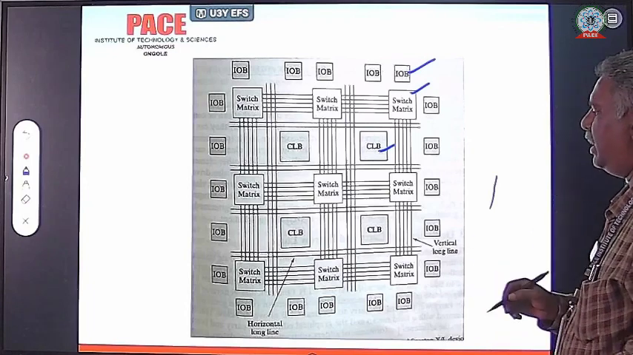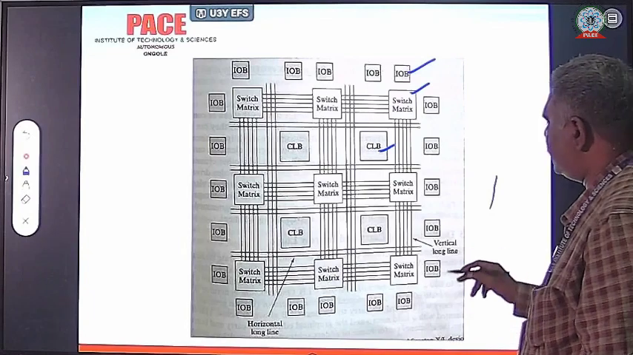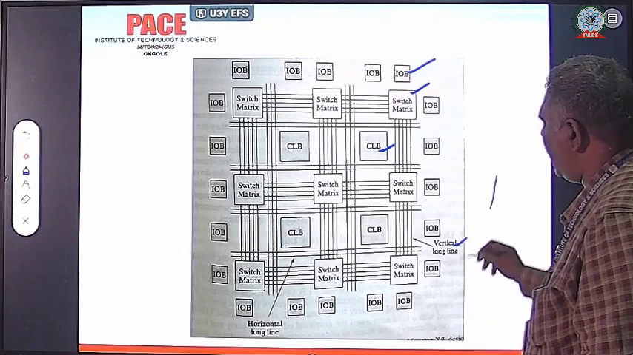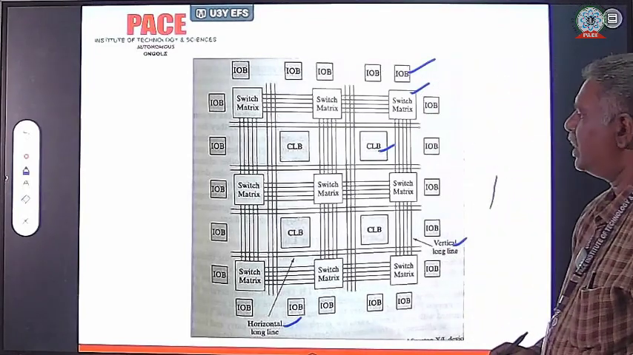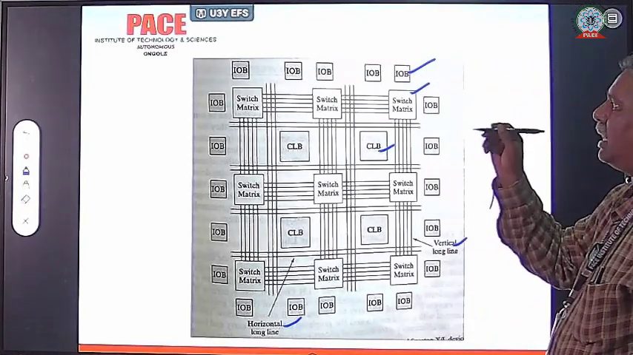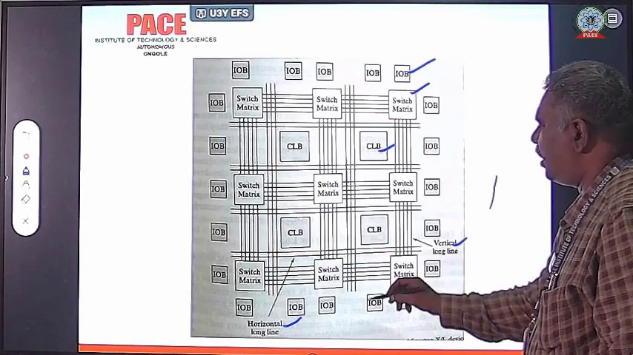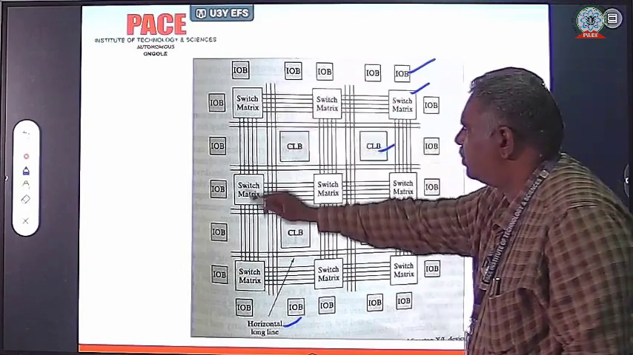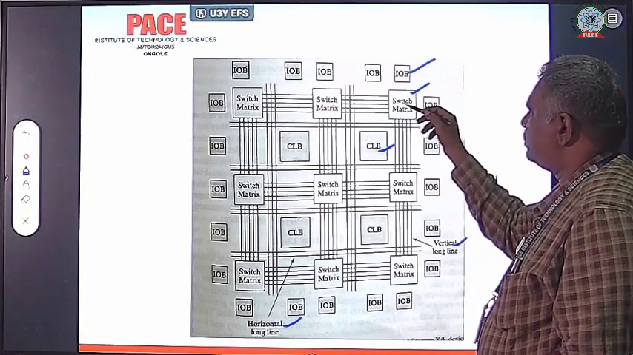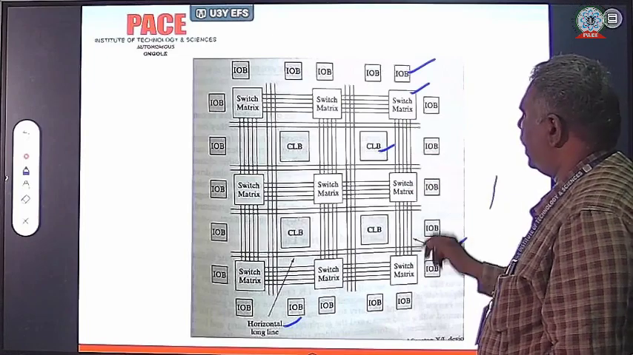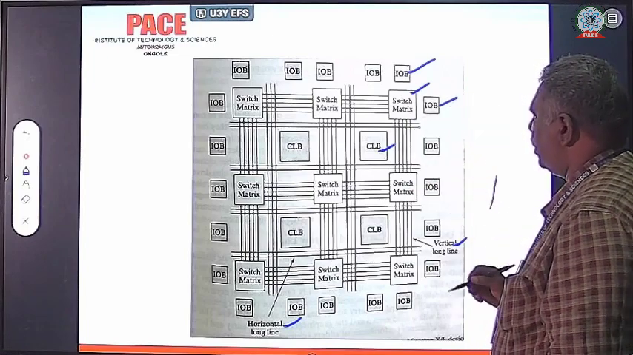That is the main observation in the XC4000. We have vertical long lines as well as horizontal long lines connected. Previously we observed the vertical matrix, but here we have vertical and horizontal long lines as well to interconnect. All are interconnected with the switch matrix and CLBs, and the CLB switch matrix is also interconnected to the input output blocks.